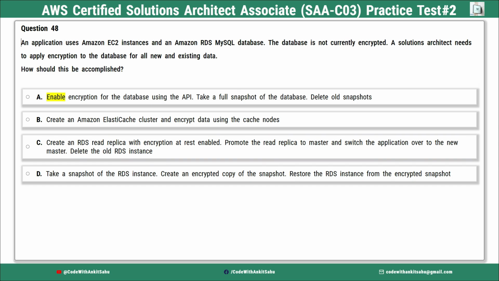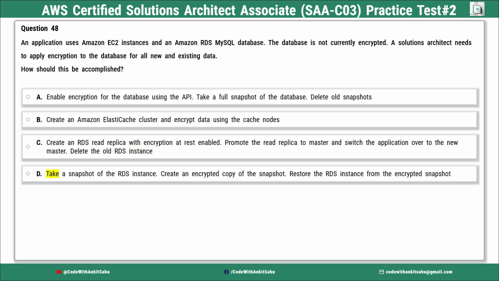Option A. Enable encryption for the database using the API. Take a full snapshot of the database. Delete old snapshots. Option B. Create an Amazon Elastic cluster and encrypt data using the cache nodes. Option C. Create an RDS read replica with encryption at rest enabled. Promote the read replica to master and switch the application over to the new master. Delete the old RDS instance.